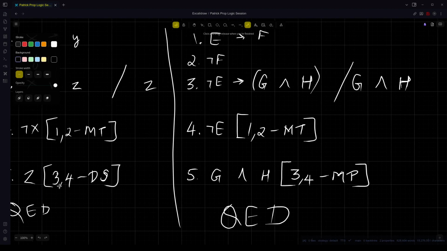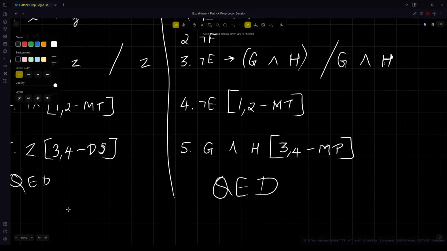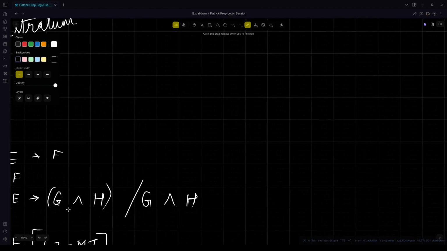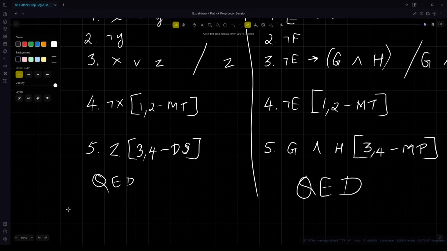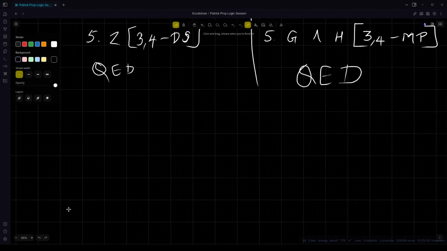I think you got the first. The second one was a bit harder, but I had to look at it for a few minutes, and then I got the idea that you can just use the negative E and the compound of G and H. You can think of it as one proposition, and then you get the form for modus ponens from that.